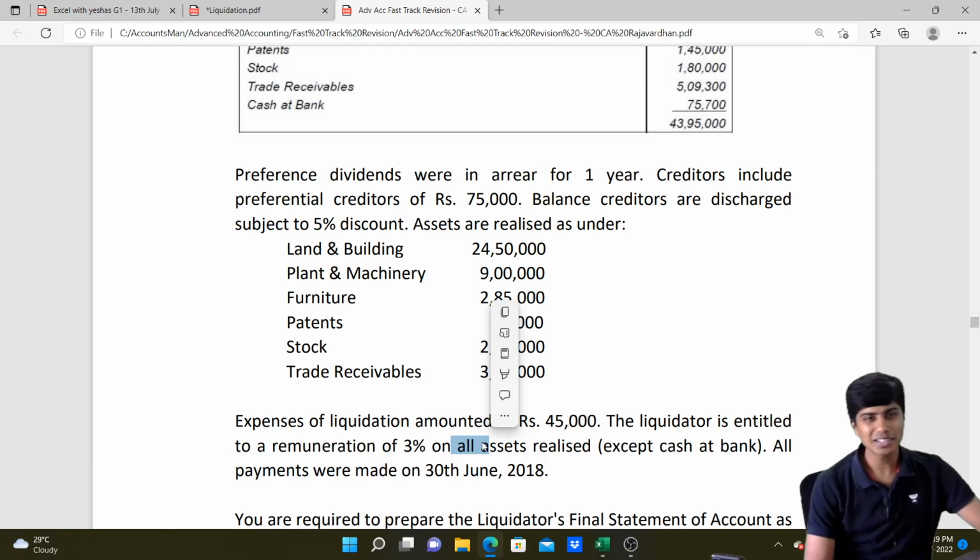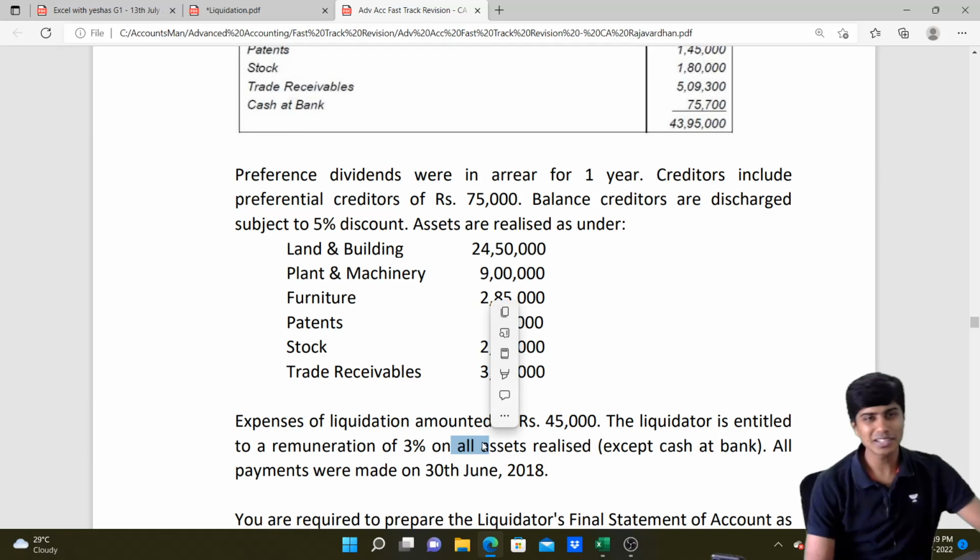Okay, great guys. So the first thing in the order is liquidation expenses, then liquidator's remuneration, then preferential creditors, then debenture holders, then unsecured creditors, then preference shareholders, finally equity shareholders. Got it? Let's start. First we'll pay liquidation expenses. How much are liquidation expenses? 45,000. So let us write liquidation expenses 45,000 paid.